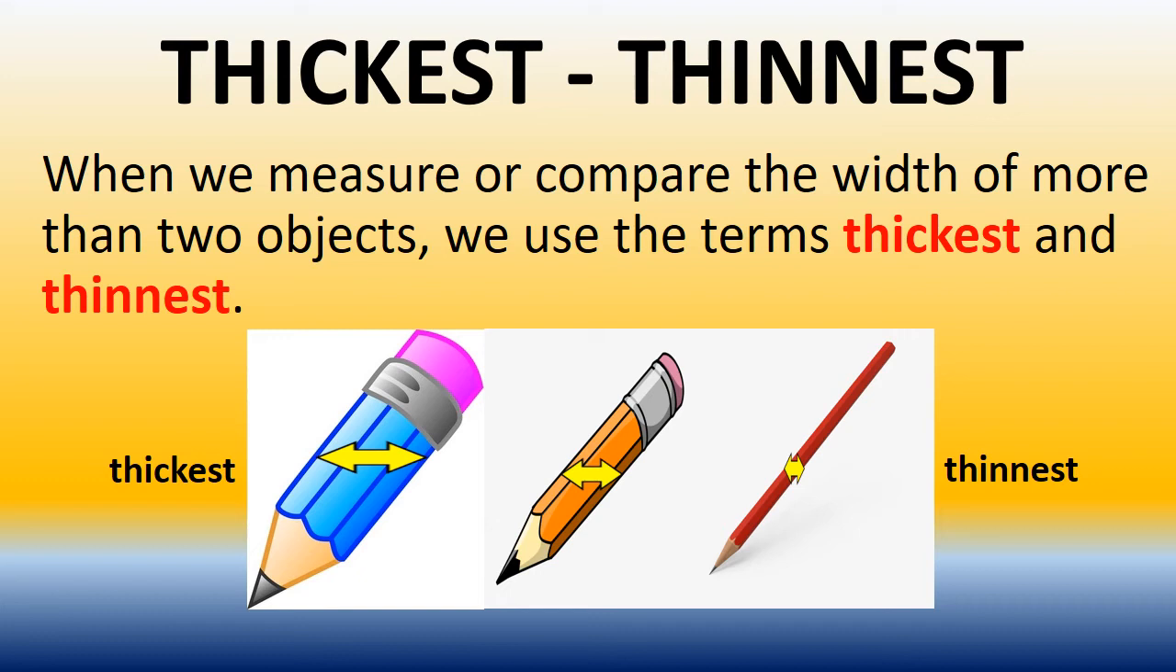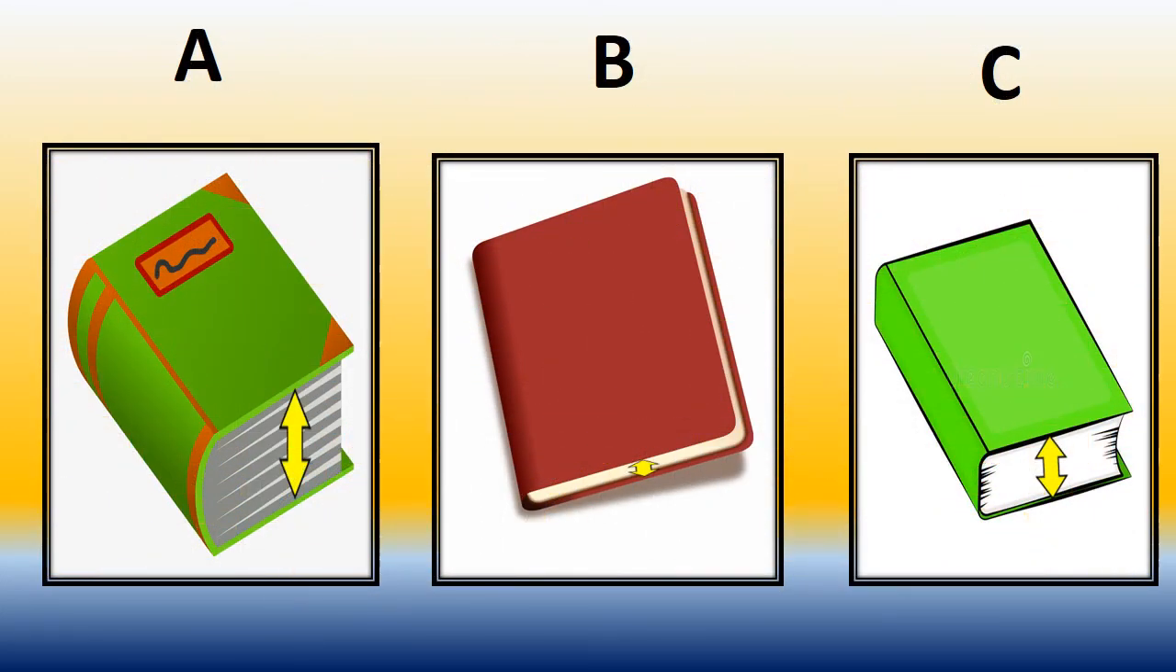We can also say that the width of the red pencil is less than the width of the other two pencils. Therefore, the red pencil is the thinnest. Now, let's understand this better with the help of a few examples. So, what do we have here?